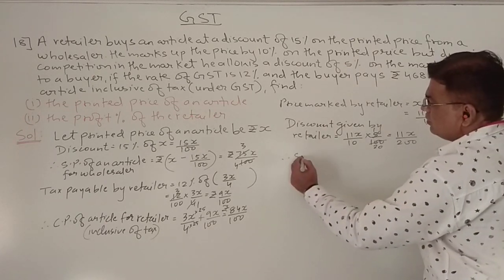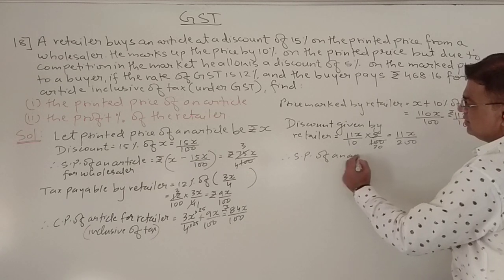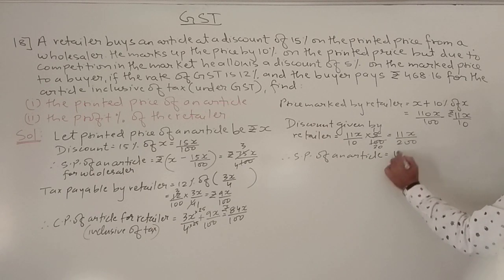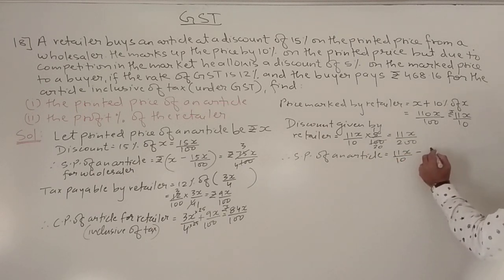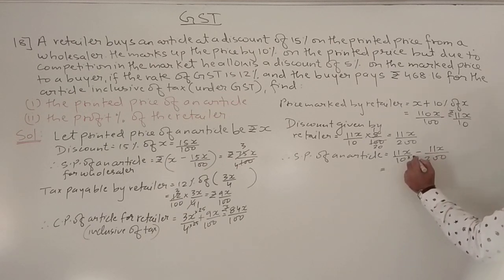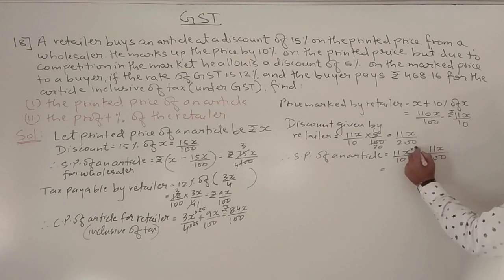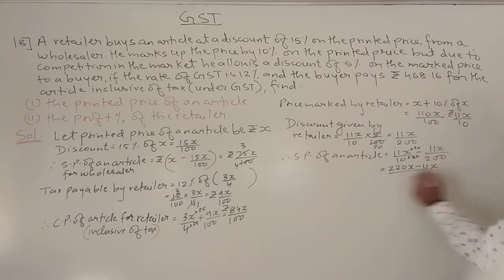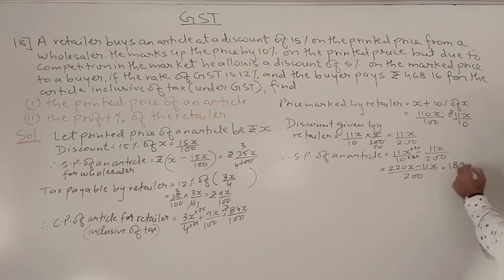So therefore the selling price of an article. Finally, the retailer is selling the article at which price? At this price: 11x upon 10 minus the discount given. Again, LCM, we will have to do into 20. So 220x minus 11x upon 200. So I think this comes to 189x upon 200. It is correct, no? 189 plus 11 will be 200. So this is the final selling price of an article.